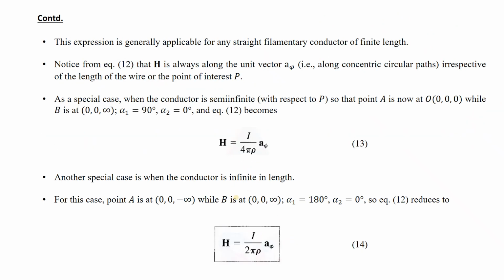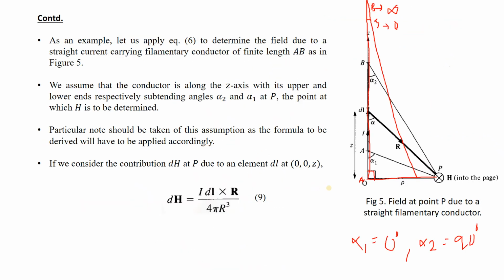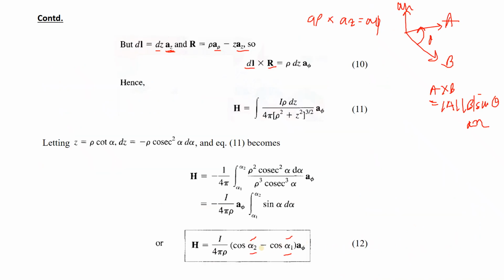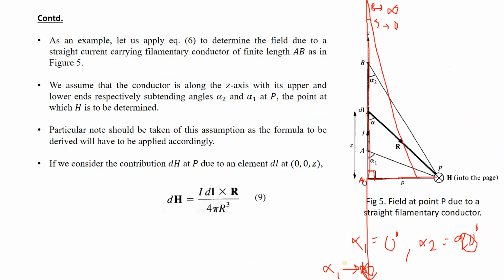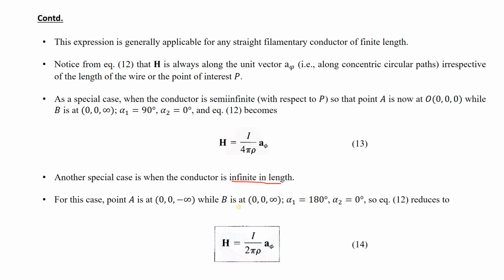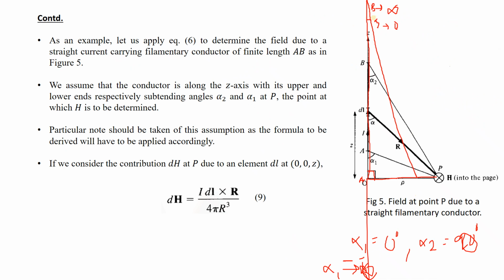So if you put 90 degree and 0 over here, you will get this equation. And if it is totally infinite, that means here also it is infinite, so both the angles will be 0 and the terms go to minus infinity. So minus infinity means the angle will be written as alpha 1 is 180 degree, and the other is 0.